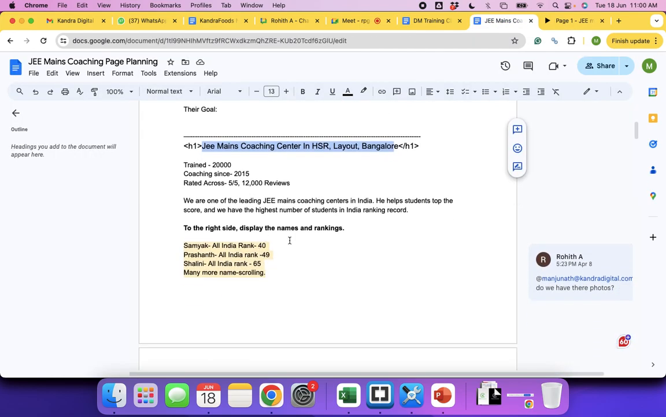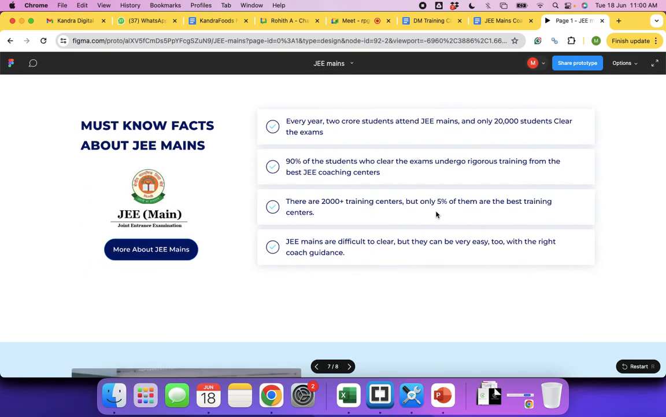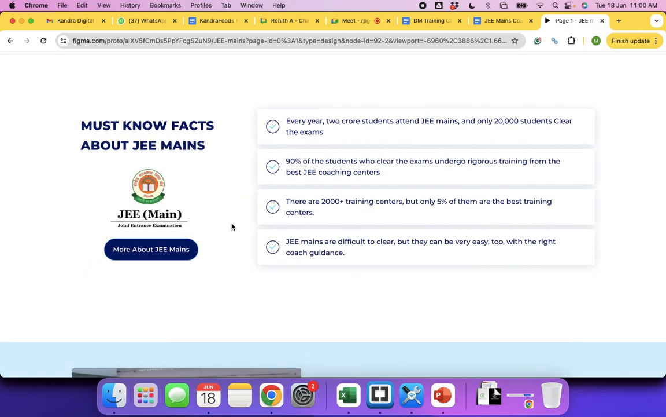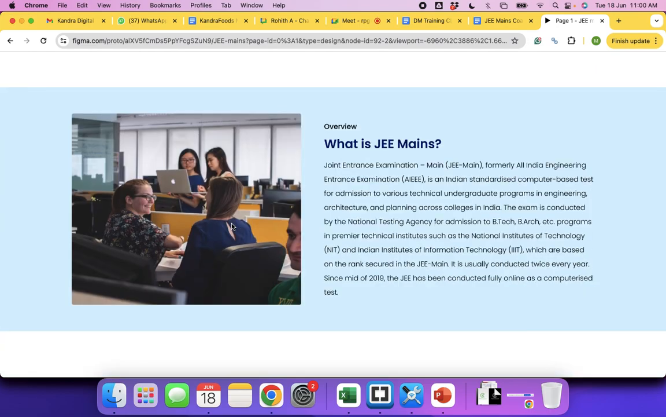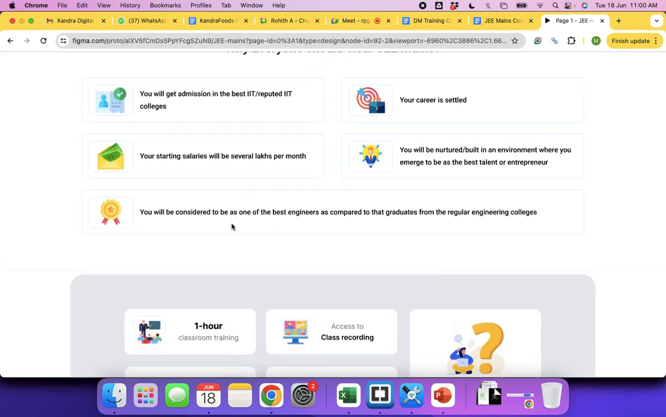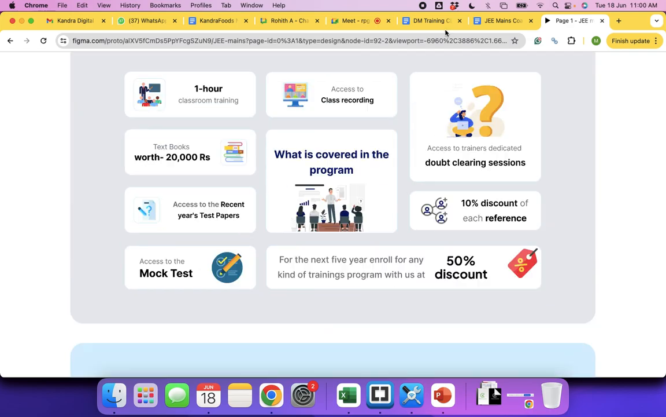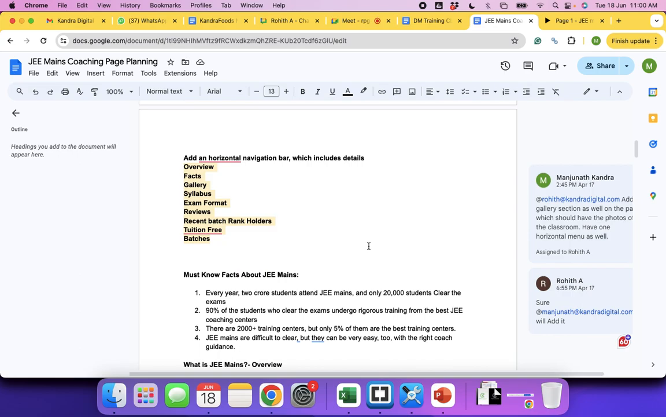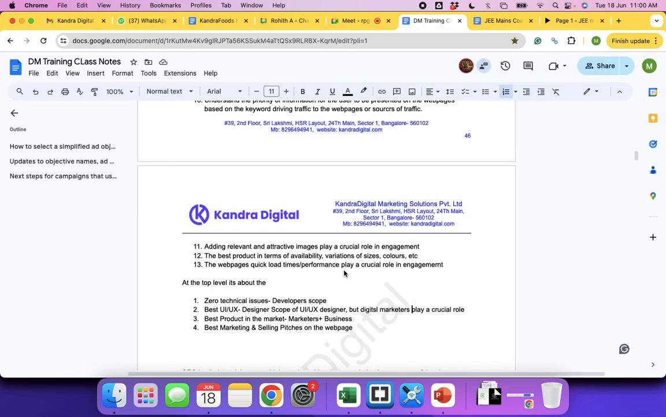To the right side, it displays the names and rankings. Must know facts about JEE Mains. What is JEE Mains? Why everyone should clear JEE Mains? See, look at this. This is all selling content. Digital marketers play a very crucial role in UI UX, though that's been designed by a different professional called a UI UX designer.